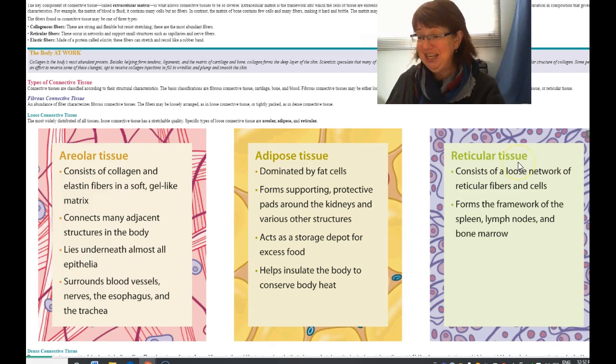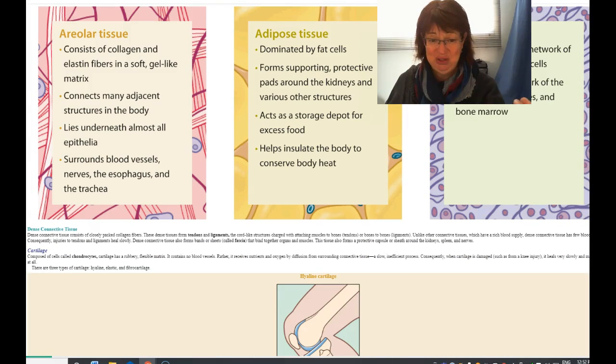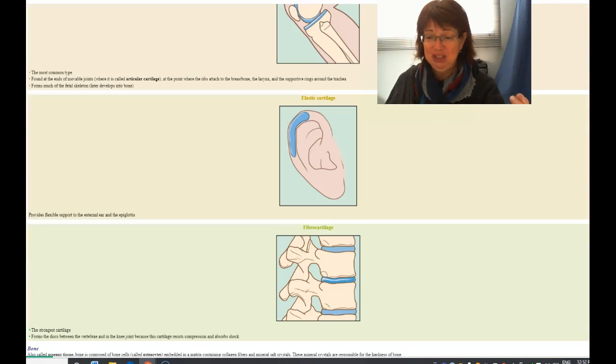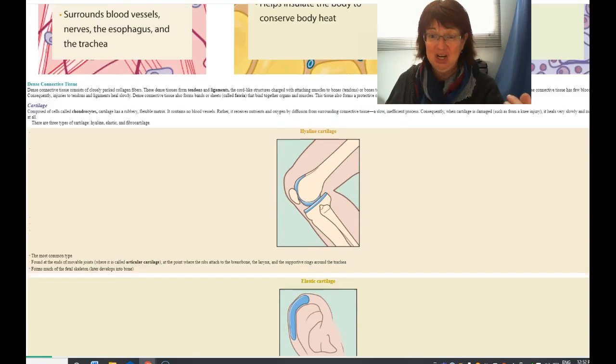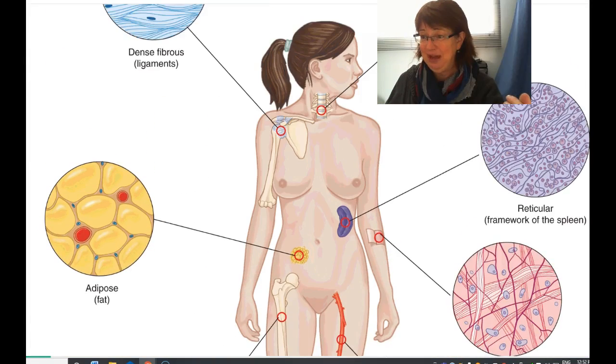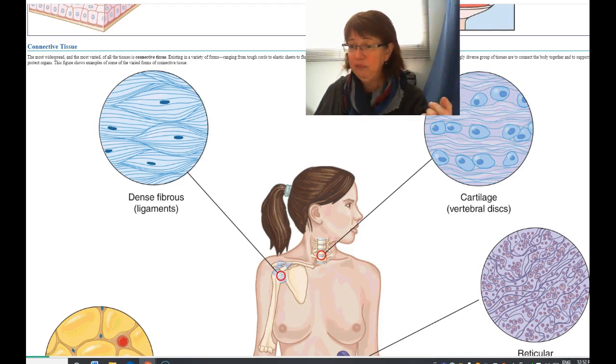Then you've got your reticular tissue. It's a loose framework, so this acts as a filter, but yet it's strong. So this is found in your spleen, your lymph nodes, and your bone marrow. So those are your connective tissues. Now, the next one to look at is cartilage, and there's 3 different types of cartilage based on how many fibers are in it. So let's go back up here to your cartilage.